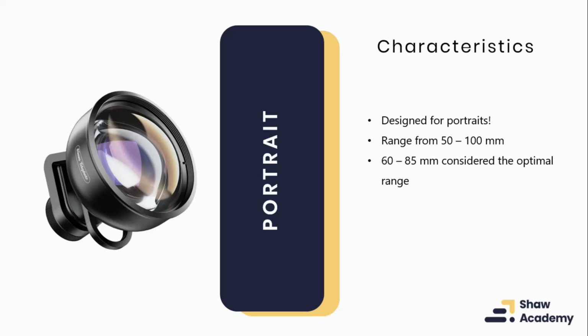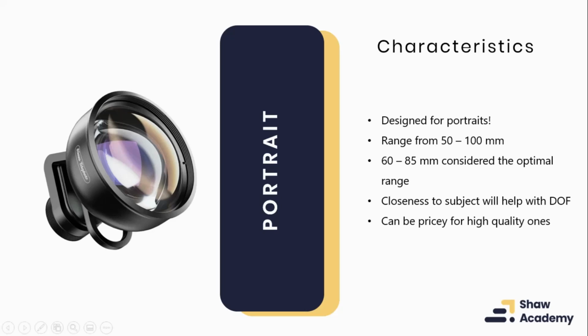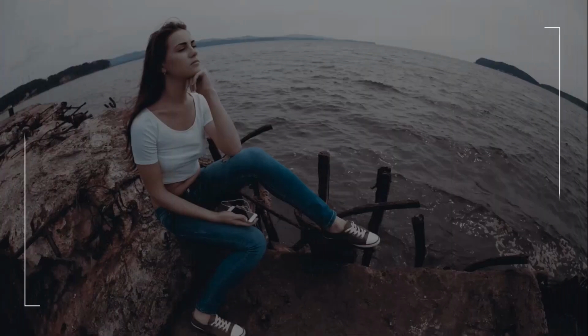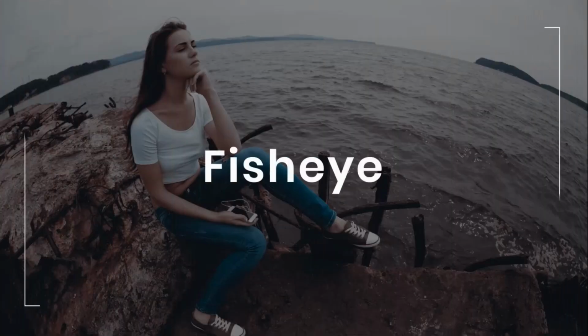I have one myself. It just gives you a nice perspective, nice proportions on the face, and allows you to keep that little bit of distance that you need if you're after candid shots as well. Closeness to the subject will help to increase that depth of field effect, and they can be quite pricey. Good portrait lenses can end up being a little bit more expensive for higher quality ones. As you can see here as well, we've got more of the screw-on type of attachment rather than the clip-on. And finally then, a very, very fun lens is our fisheye lens.